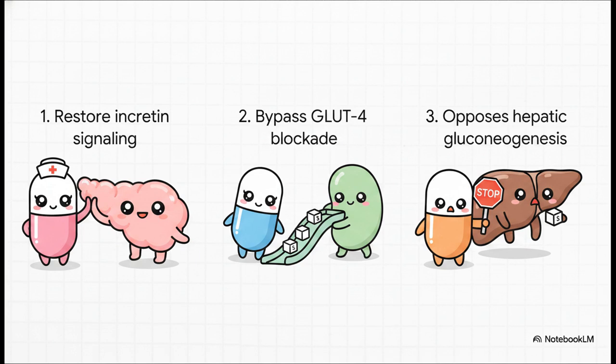GLP-1 receptor agonists are great because they restore the incretin signaling and insulin secretion that cortisol suppresses. SGLT2 inhibitors lower plasma glucose by inducing renal excretion, which entirely bypasses the peripheral GLUT4 blockade that cortisol imposed. And finally, metformin. It directly opposes cortisol's primary action in the liver by reducing hepatic gluconeogenesis.